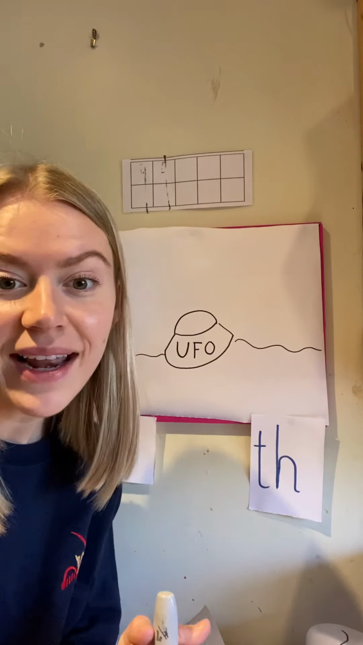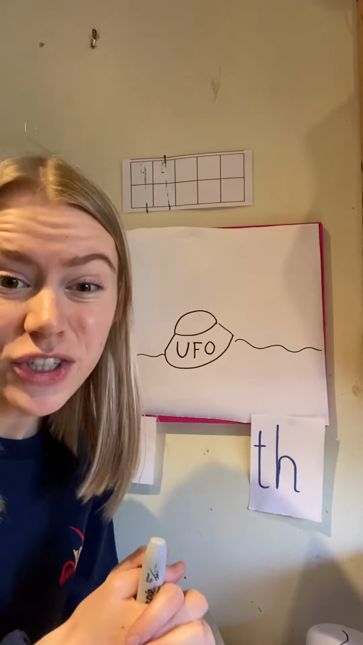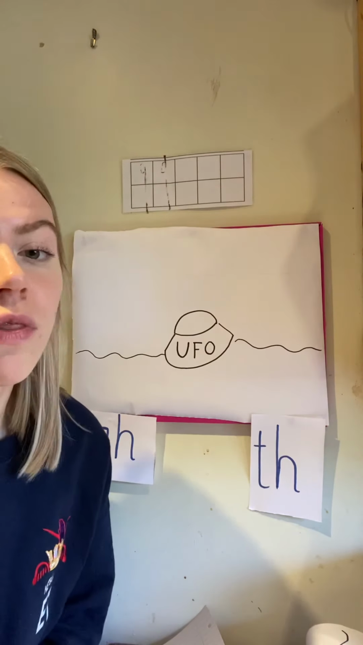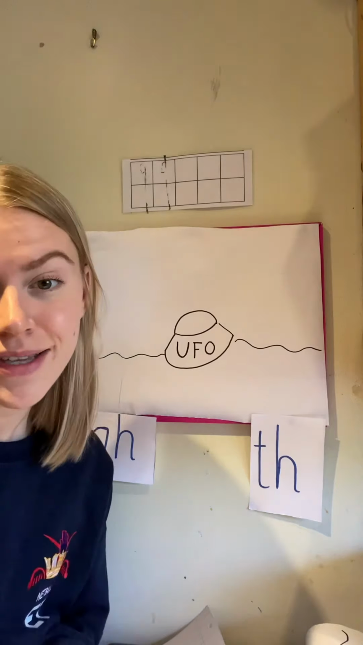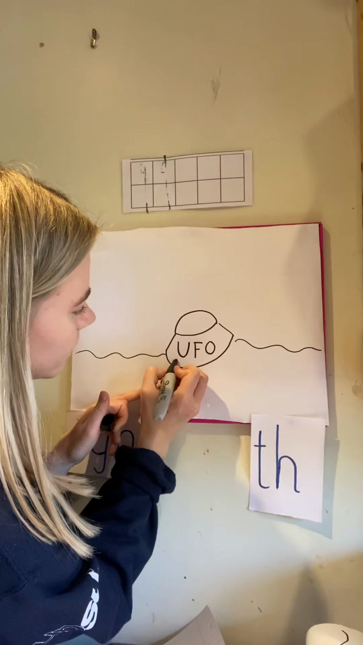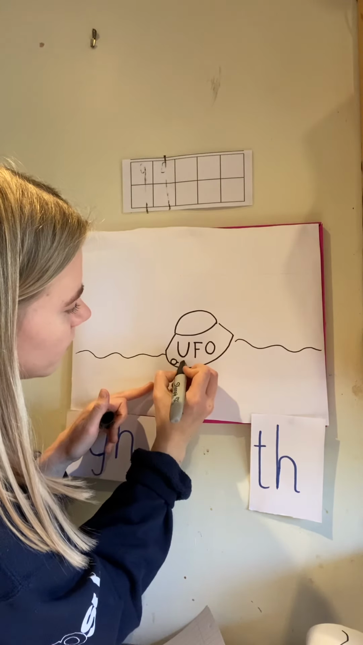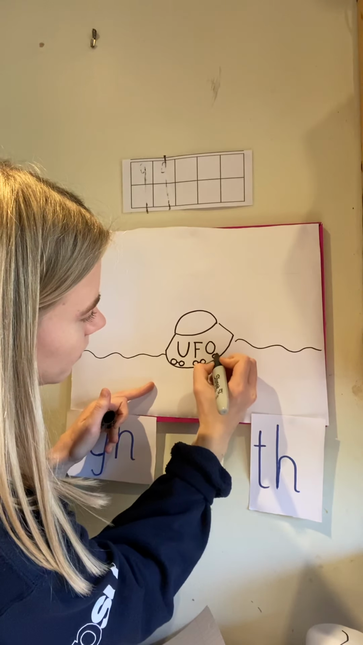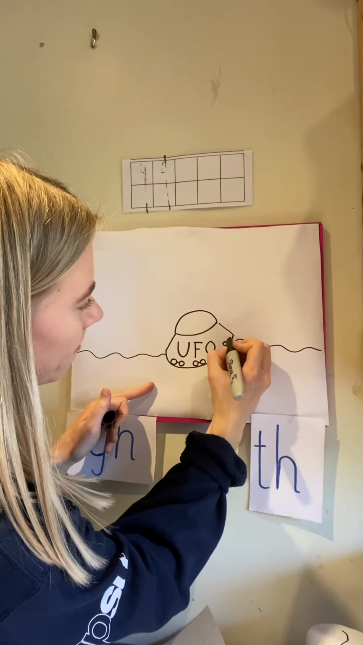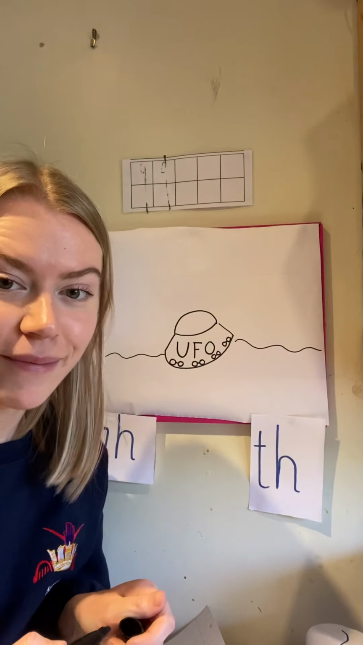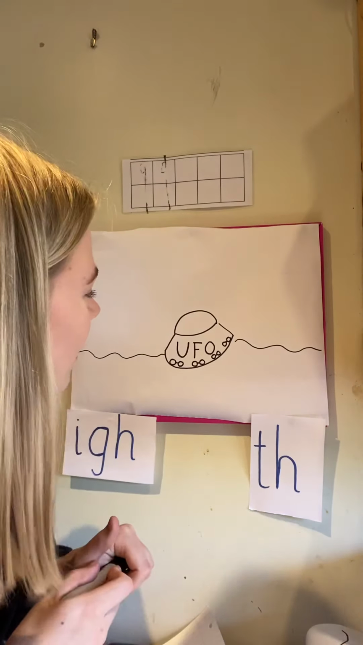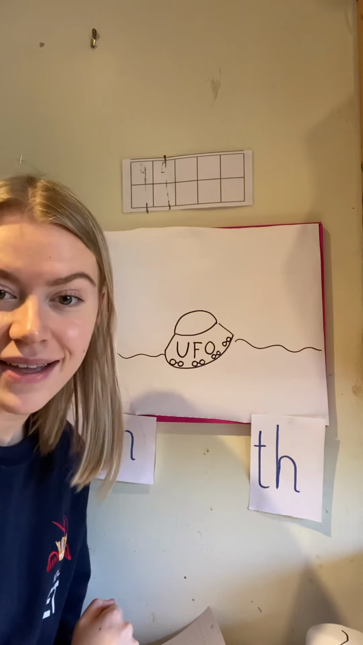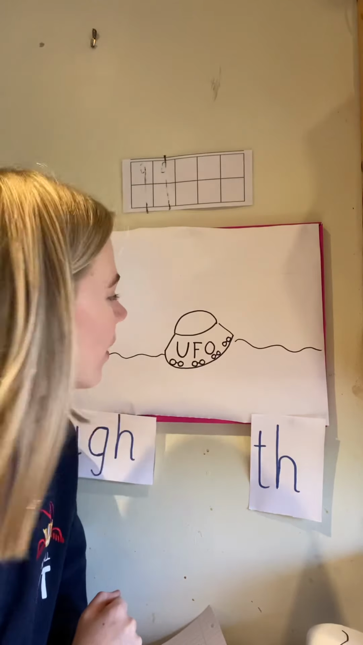Now, did you know that every UFO has a different set of lights so that the aliens know where it's come from? Each UFO has a different set of lights. I wonder if you can spot the pattern that is on my set of lights. Did you spot it? Can you see that my lights are in pairs? They're in sets of two, aren't they?